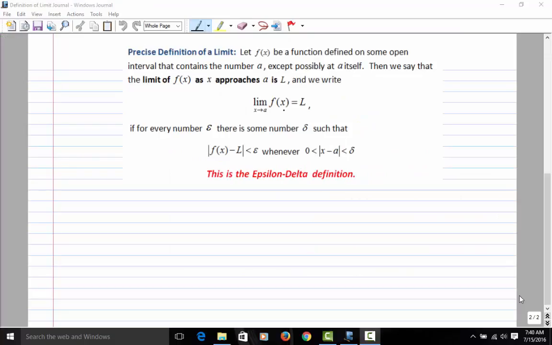So in general, what we mean when we write the limit of f of x as x approaches a equals L is the mathematical statement: for any small epsilon, there will exist a small delta such that the absolute value of f of x minus L is less than epsilon whenever the absolute value of x minus a is less than delta. This is the epsilon delta definition of the limit of a function.